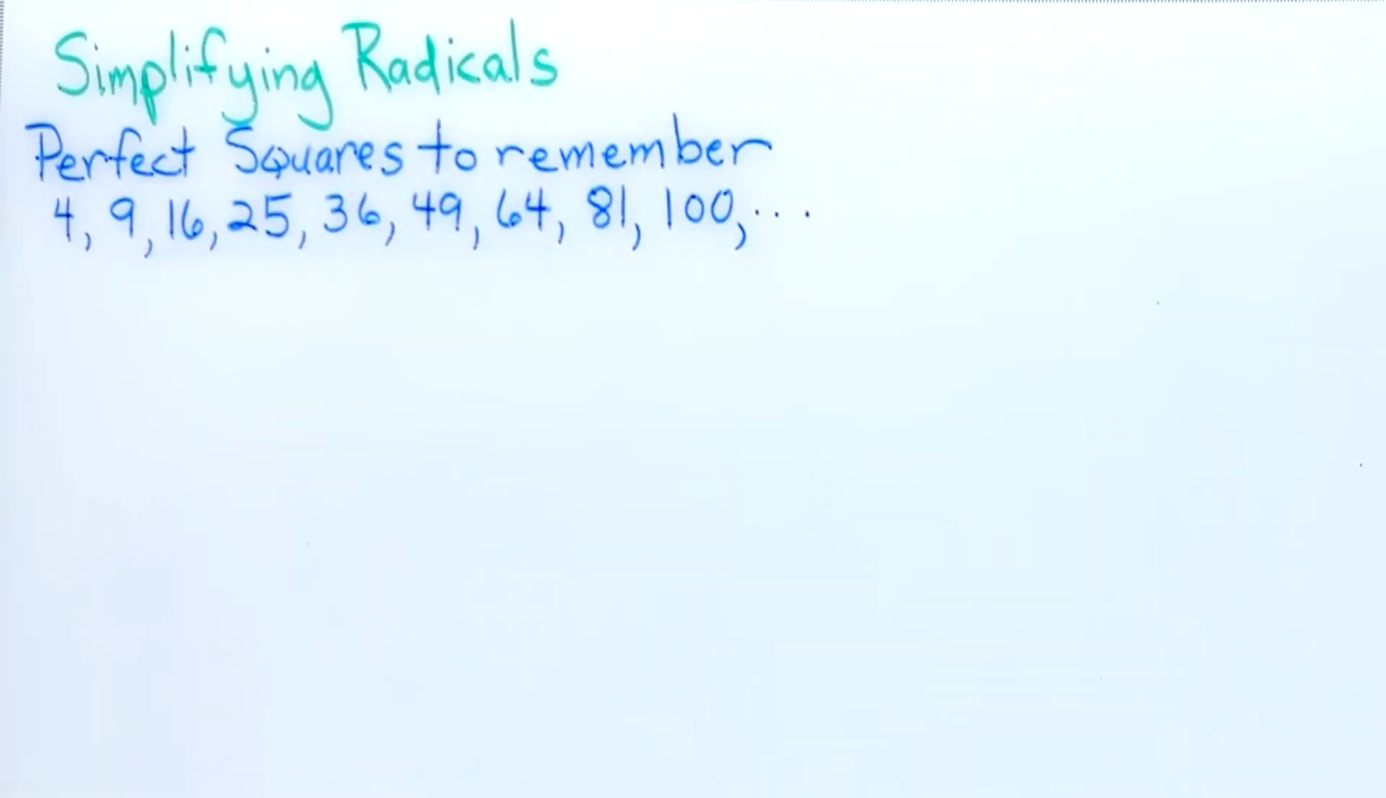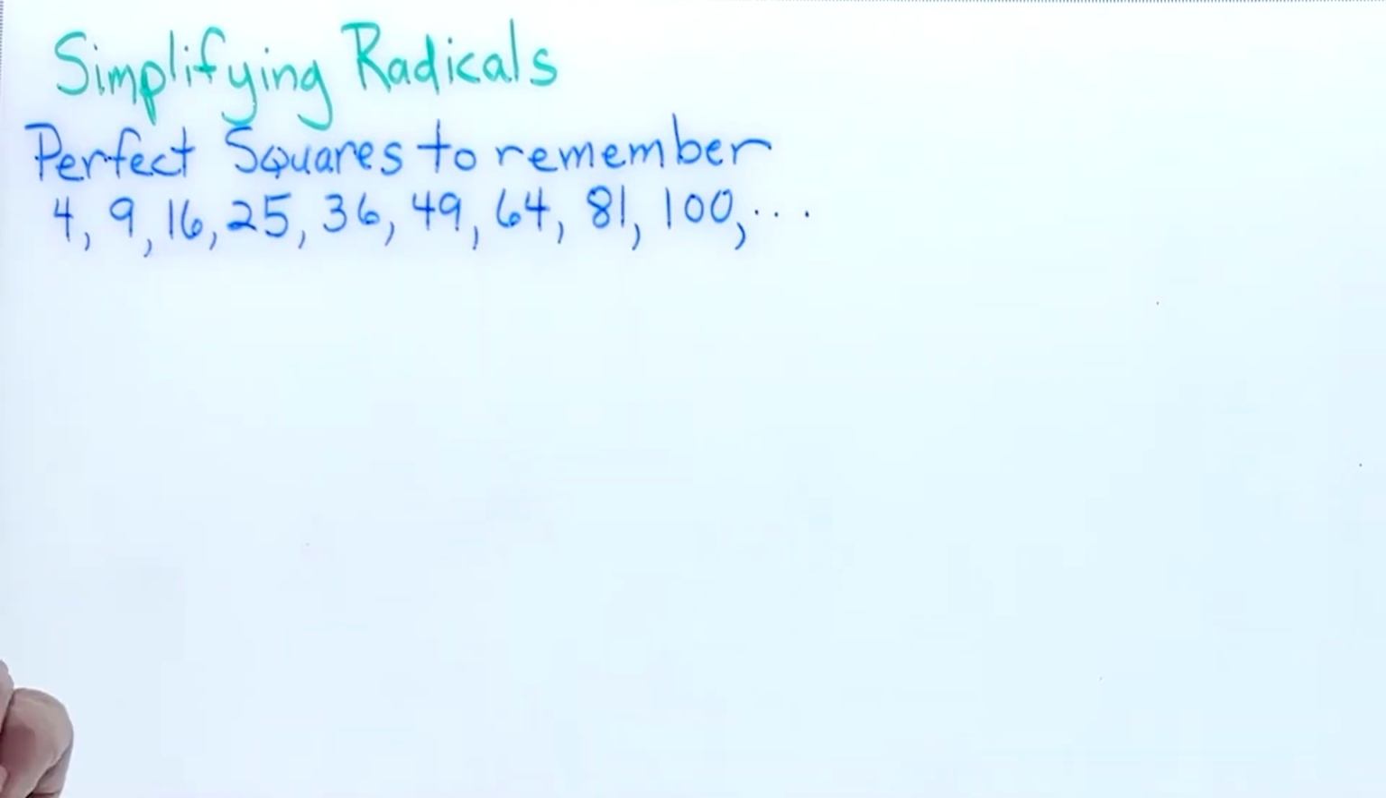The lesson is simplifying radicals. It's important to always remember your perfect squares. So 2 squared is 4, 3 squared is 9, 4 squared is 16. It's a really good idea to memorize them through 20 squared, which is 400, because you'll see in this video that when you know your perfect squares, simplifying radicals can be easier.